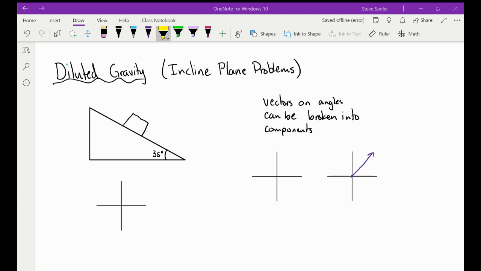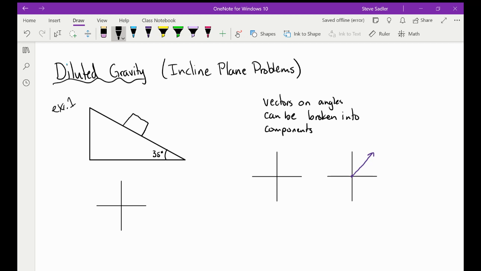More specifically, inclined plane problems, and that's where we're going to use diluted gravity. It's using these blocks on ramps type of problems, or blocks on an inclined plane. So far in this unit, we've looked at force of friction, force of gravity, and normal force, and these are the forces that we are going to see on this block on an inclined plane. So let's start by looking at this block here, example 1.